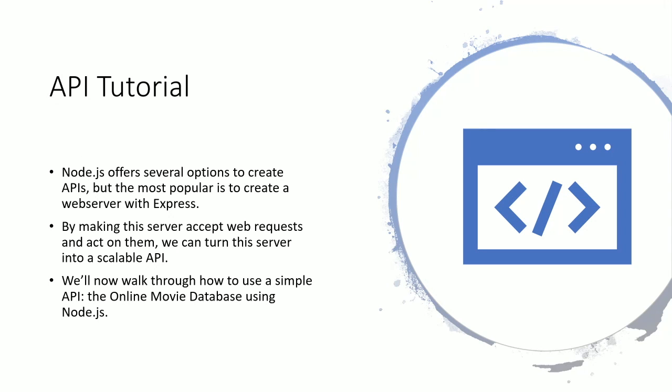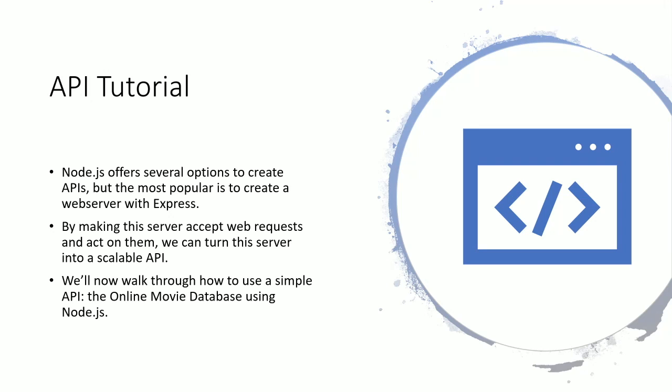Node.js offers several options with which to create APIs. However, the most popular one right now is to create a simple web server with Express. By making a simple web server with Express, we can make the Node.js program accept web requests from a remote entity and act on them. Usually, Express is used to create websites and other similar tools. However, by making it accept get, post, put, and delete requests, we can turn the server into a scalable yet powerful API.